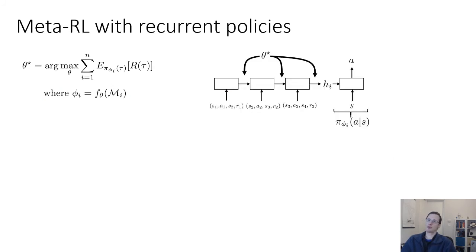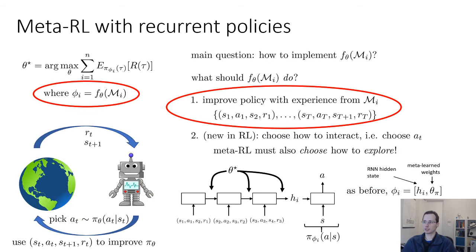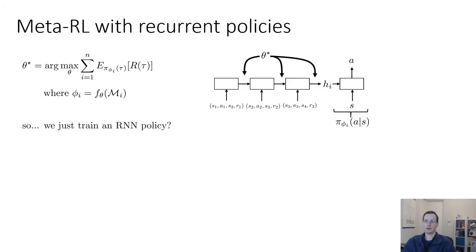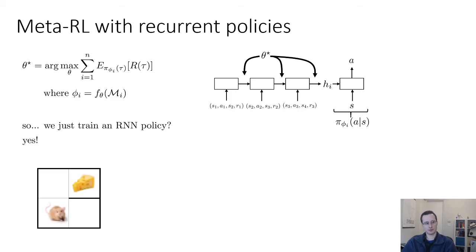Okay, so what I'm going to claim is that if we set up a policy like this, and then we train it with RL on each task, it will actually also solve the second problem, the problem of learning how to explore. So do we just train an RNN policy? Well, basically yes. So here's the idea.